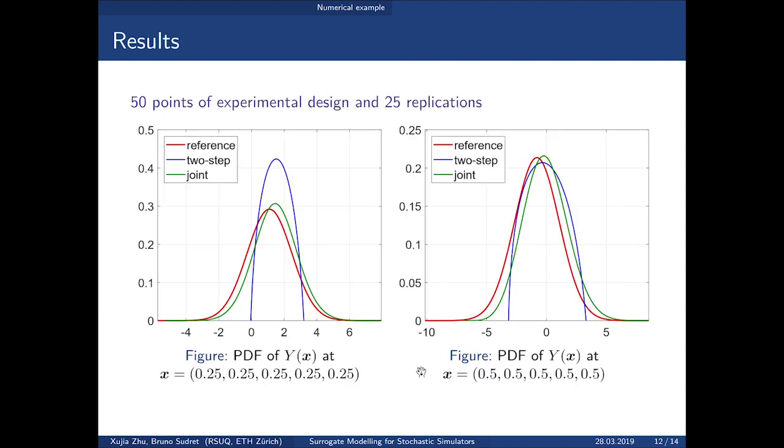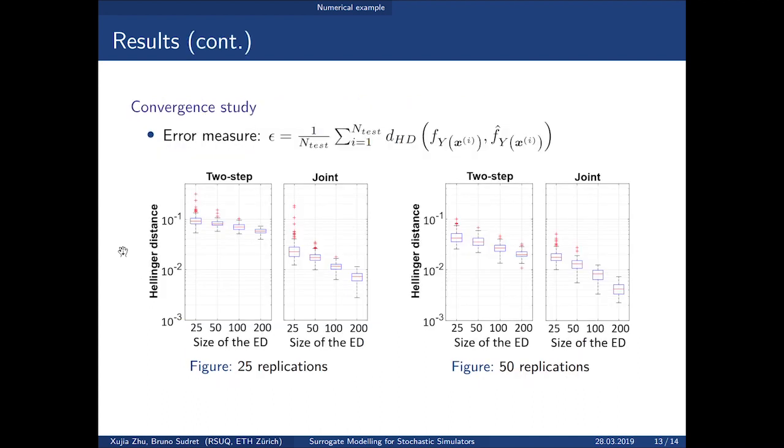The two figures show the probability density function of Y(x) at two different points, with the training data consisting of 50 points of the experimental design and 25 replications. Clearly, the two-step algorithm cannot really capture the shape of the distribution. Well, the joint model can much better approximate the reference. To have more quantitative results, we investigate convergence analysis of the two algorithms. The error measure we used here is the Hellinger distance averaged over 1000 test points between the true distribution and the generalized lambda approximation built with the two algorithms.